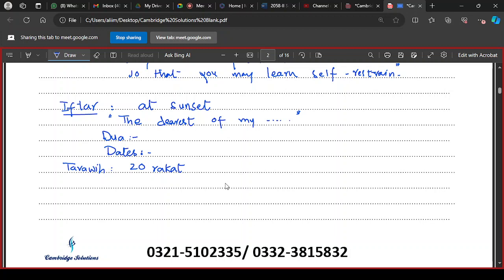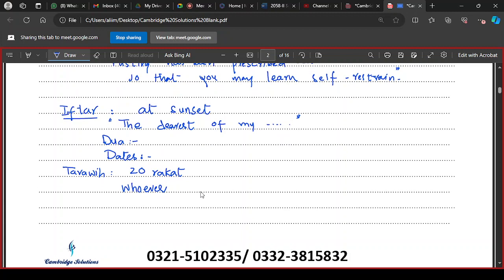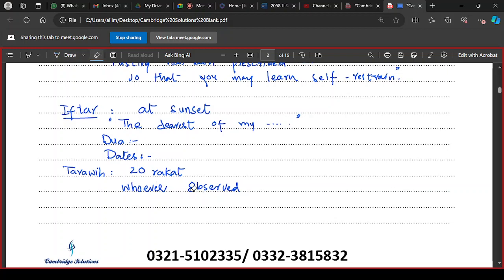That whoever observes fast with belief and hope of reward, his past sins would be forgiven. Note down this hadith. Whoever observes fast with faith and hope of reward, his past sins would be forgiven.